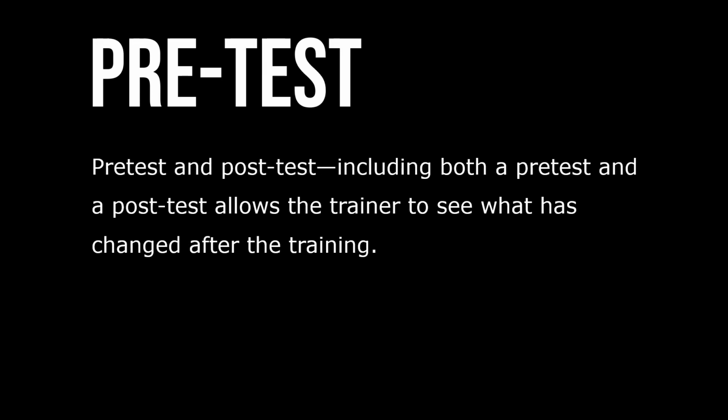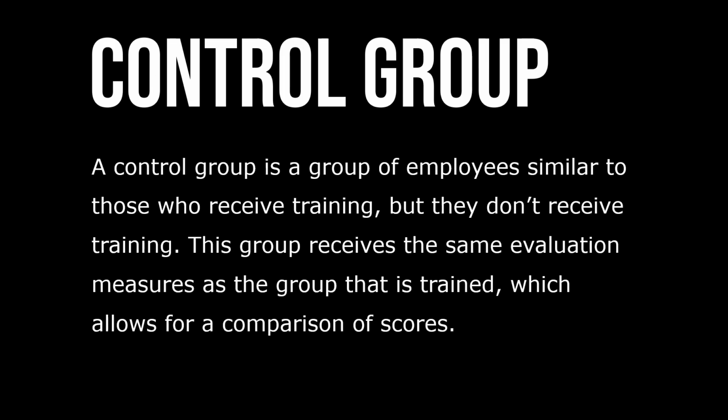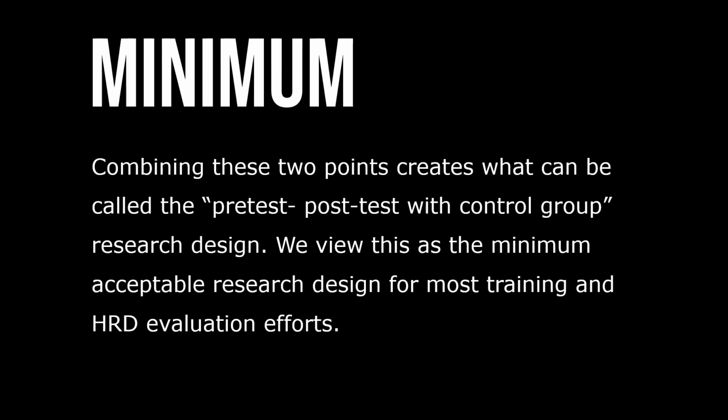Pre-test and post-test: including both a pre-test and post-test allows the trainer to see what's changed after the training. A control group is a group of employees similar to those who receive training, but they don't receive training. This group receives the same evaluation measures as the group that was trained, which allows for a comparison of scores. Combining these two points creates what can be called a pre-test, post-test with control group research design. We view this as the minimum acceptable research design for most training and HRD evaluation efforts.